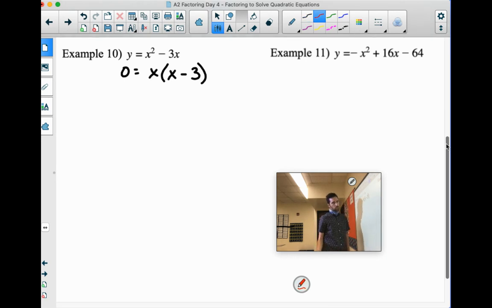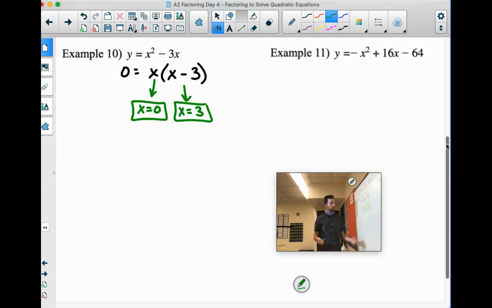Now, there are two parts of the equation we're going to set up here. X minus 3 equals 0, fine. So x would equal positive 3. But also, this x could have its own equation where it would equal 0. And there's really nothing to solve there. X equals 0. Great, right?